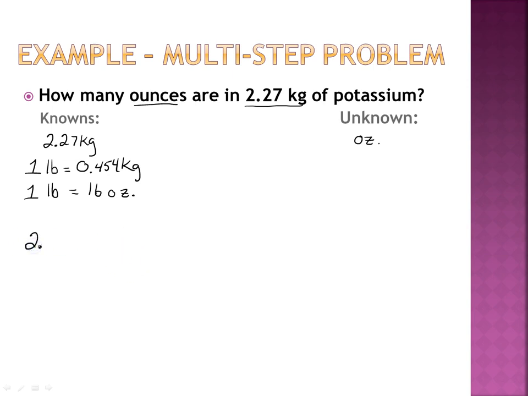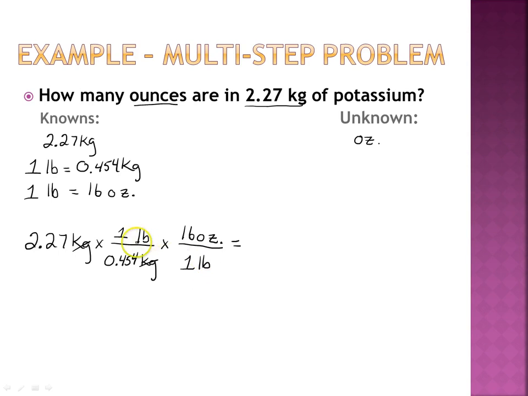So let's set this up. 2.27 kilograms is what I have. I'm going to use my first relationship that eliminates the kilogram unit and leaves me with pounds. So every 1 pound is 0.454 kilograms. Now if I analyze my units a little bit, kilograms is going away, leaving me with pounds so far. But I'm not done because I want ounces, not pounds. So now I'm going to use my next relationship. Every 1 pound has 16 ounces.